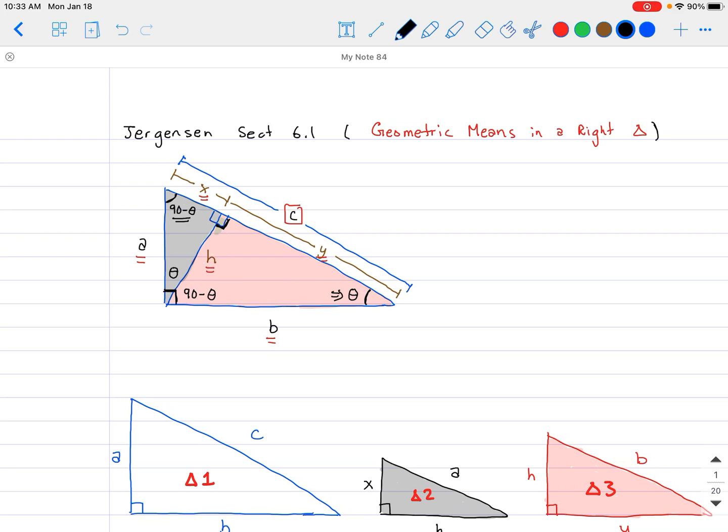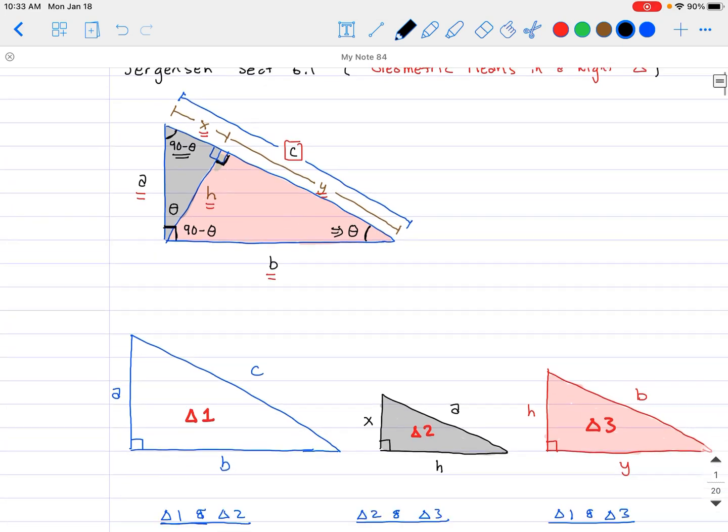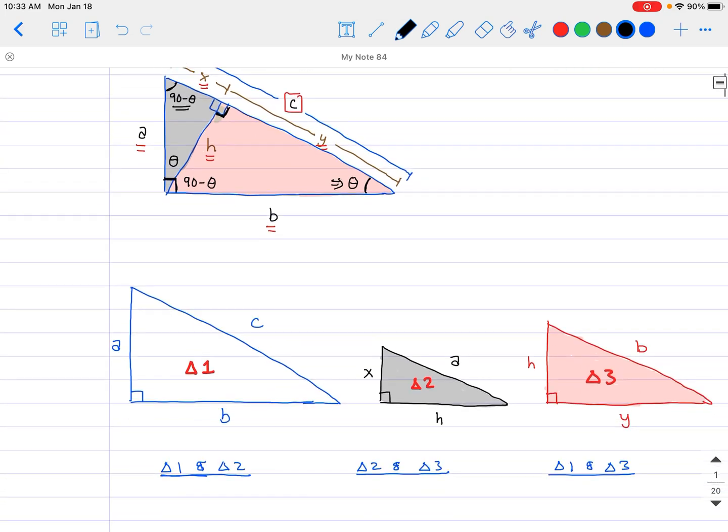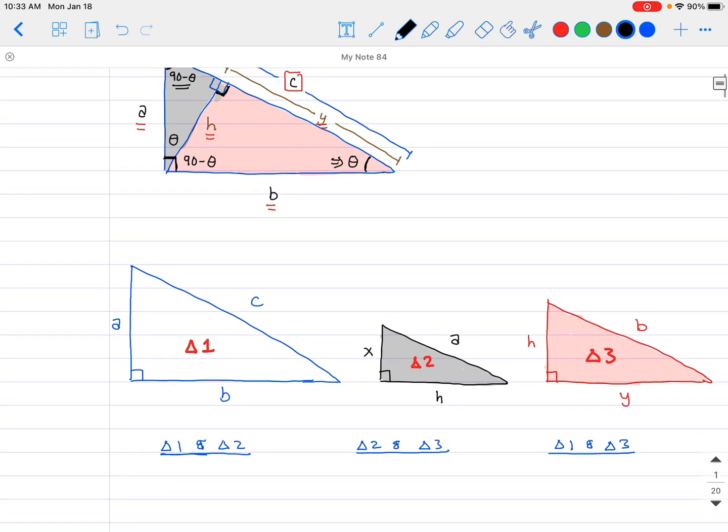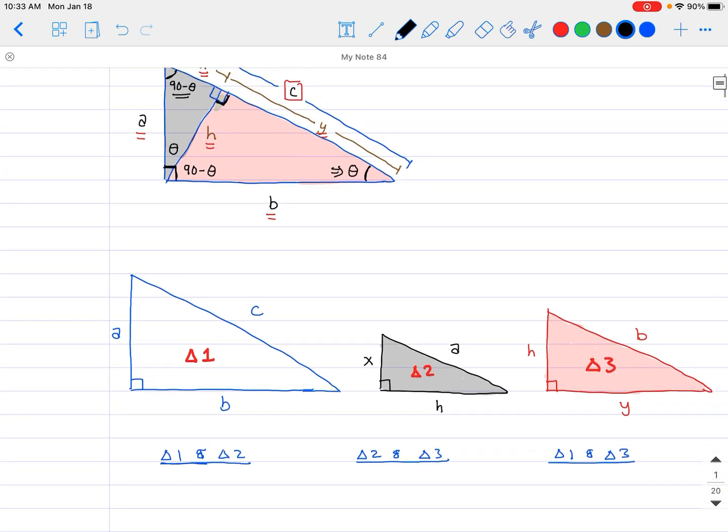Now, that means that we can set up some sort of proportionality with them. That's what I'm going to show you underneath right now. Here we have the three triangles. We have the original one, the big one over here. We'll call that triangle number one. The other one, we'll call triangle number two, the gray one. And then the last one will be triangle number three, which is the pink one. What I'm going to do is look at each triangle, look at the variable that they have in common, and set up a proportionality.